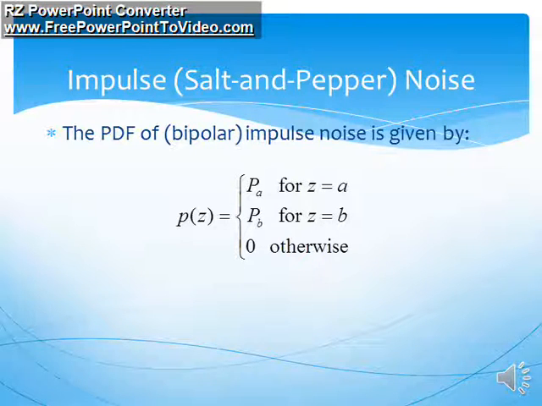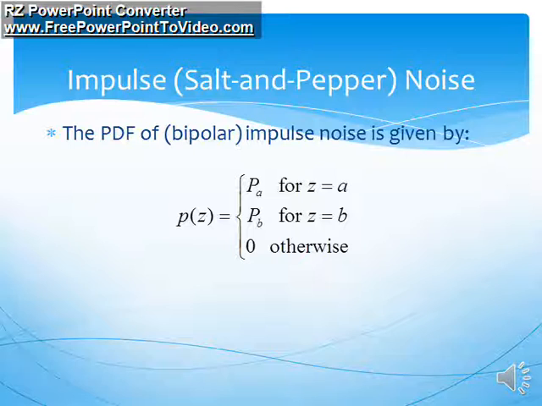Now this is impulse, salt and pepper noise. Salt and pepper noise is also known as impulse noise. We already know that this type of salt and pepper noise is generally generated in low light imaging techniques. That means if the light is less, this type of salt and pepper noise can be generated.